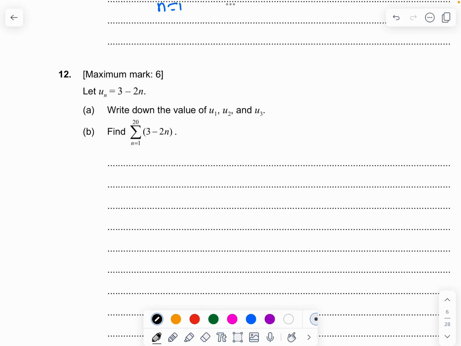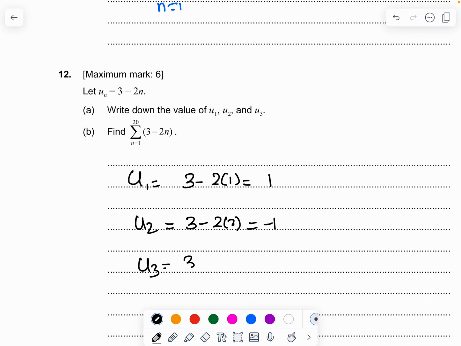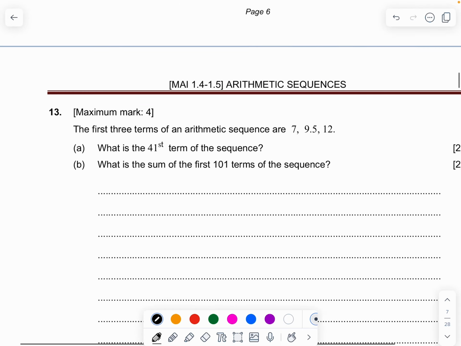Question number 12. un is given. Write down the values of u1, u2 and u3. So u1 equals 3 minus 2 times 1, which is going to be 1. u2 equals 3 minus 2 times 2, which is negative 1. u3 equals 3 minus 2 times 3, which is negative 3. Then just use the GDC. You should be getting negative 360.